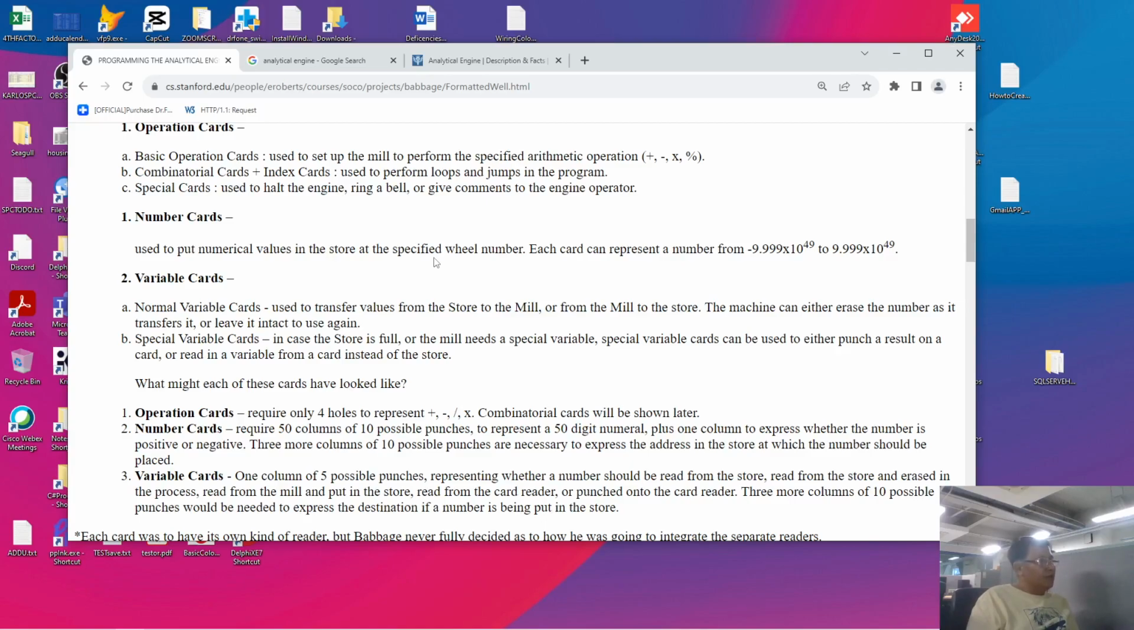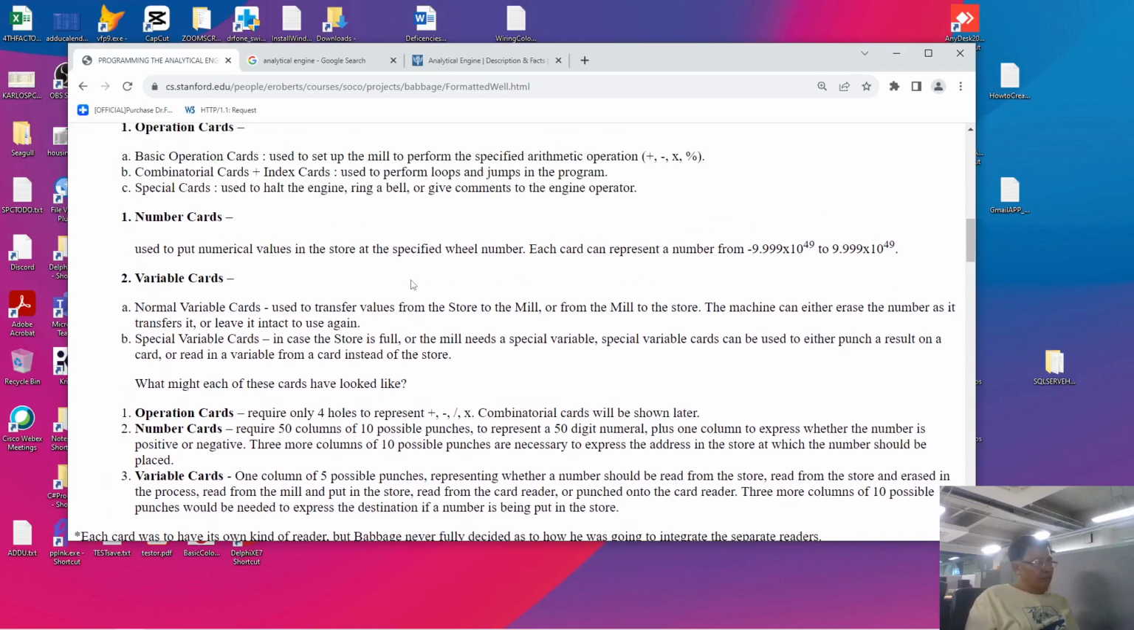For example, the first variable is variable 0. The second variable is 001, up to variable 999, because the analytical engine was designed to have a 1000 number store, which means that 1000 decimal numbers can be stored in its memory. So number cards are like assignment statements. They are used to assign values to variables in the analytical engine store.